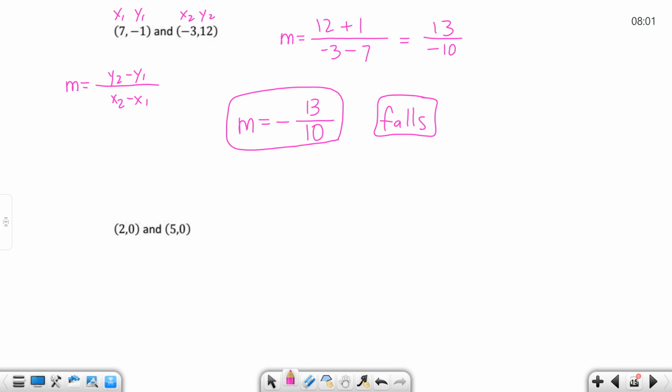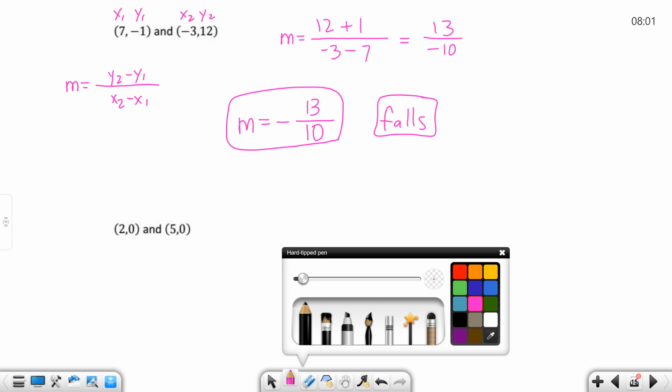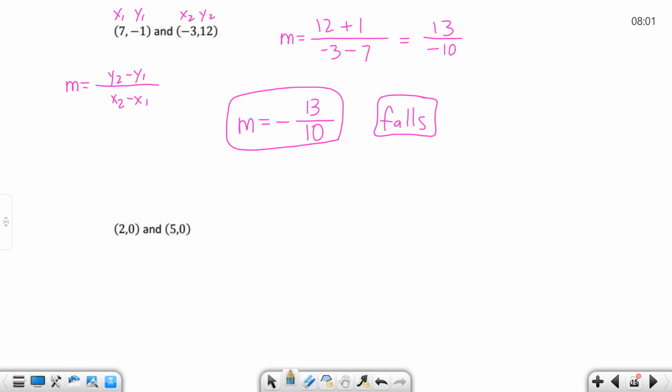So the first 4 I gave you: 1 rises, 1 falls, 1 horizontal, 1 vertical, and after that all bets are off. Okay? So let's look at the next one. 2, 0, and 5, 0. This is x1, y1, x2, y2. And m equals y2 minus y1 over x2 minus x1.